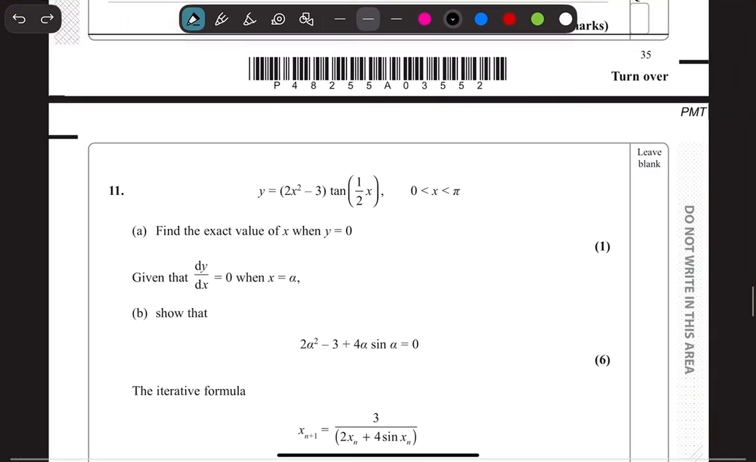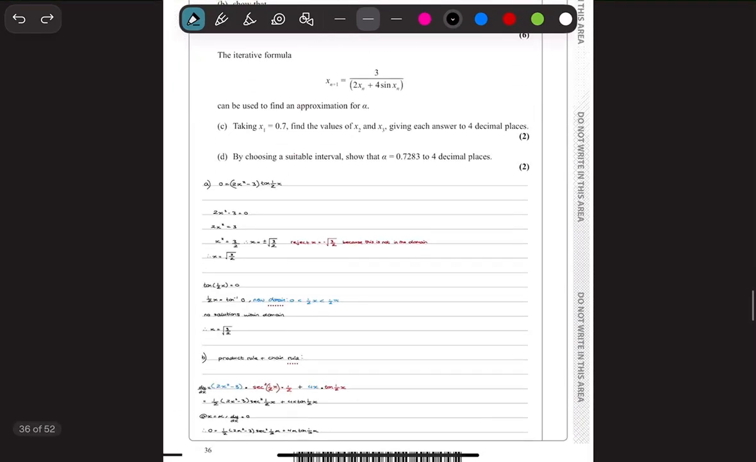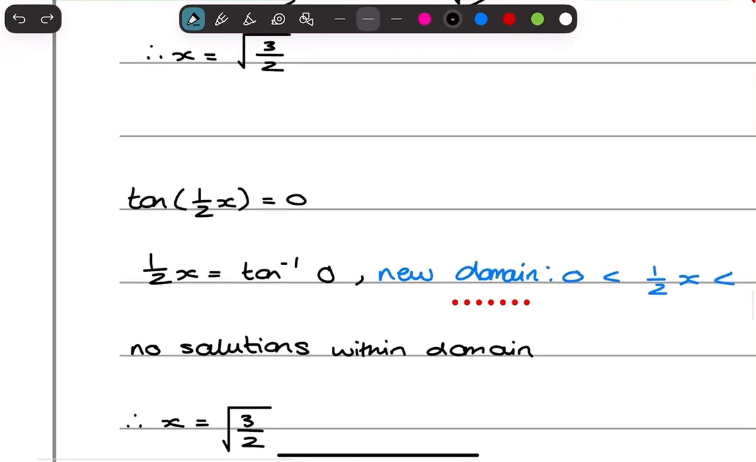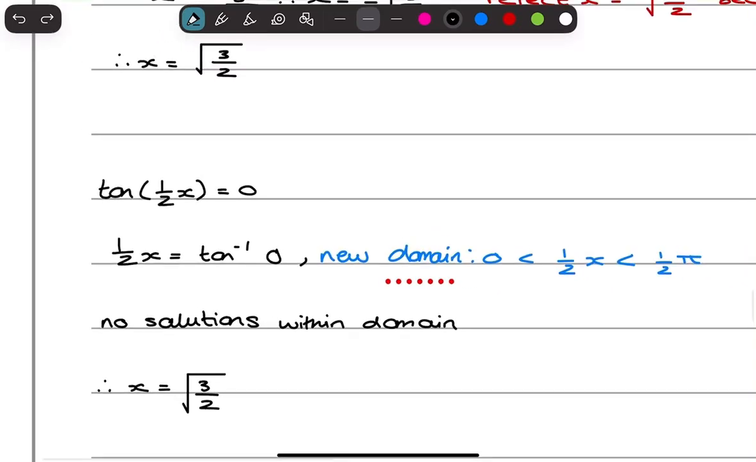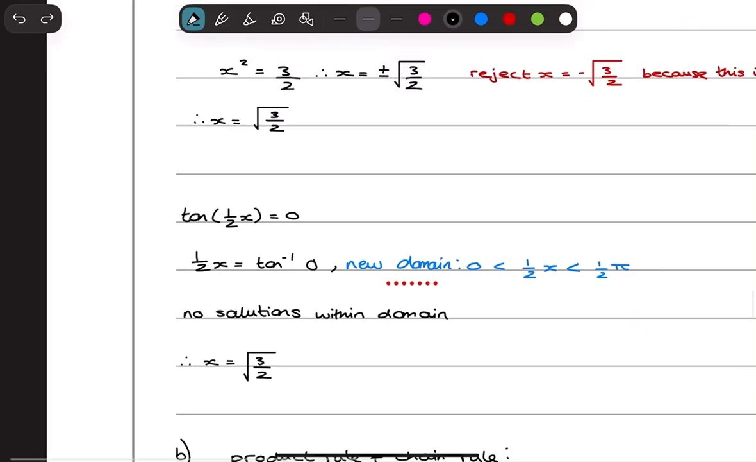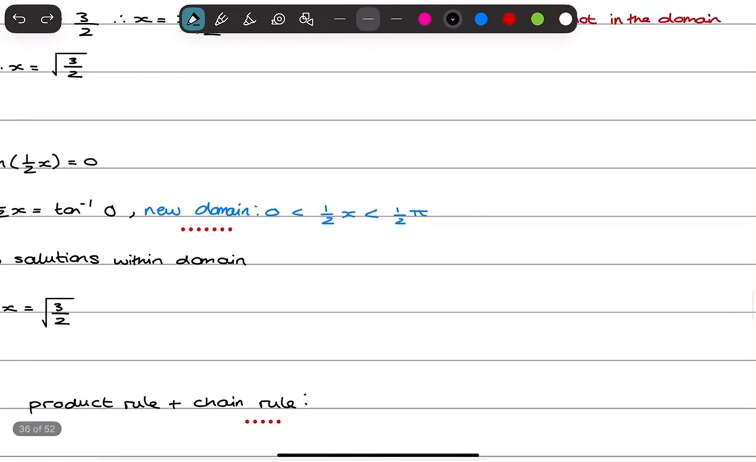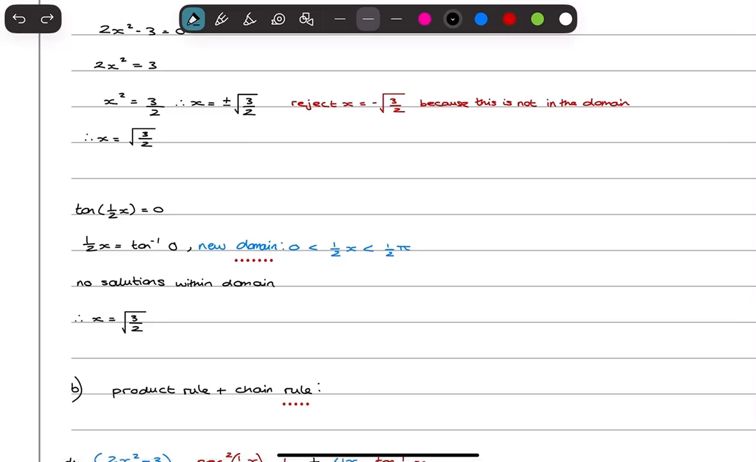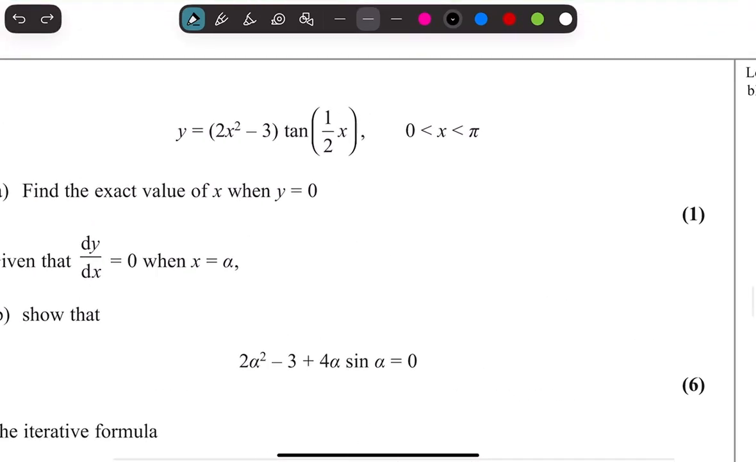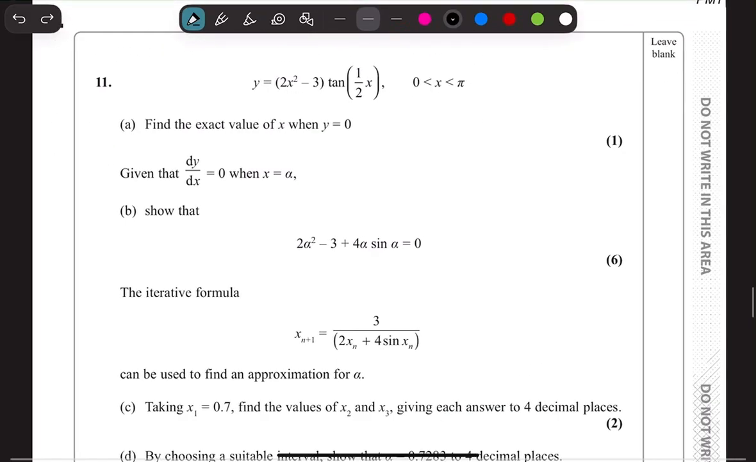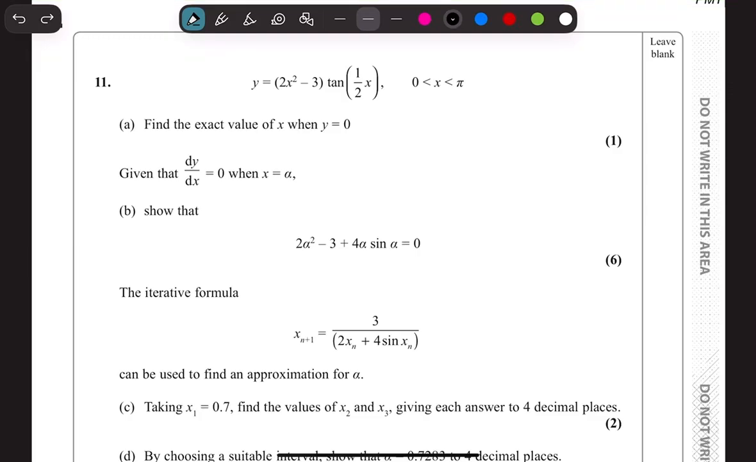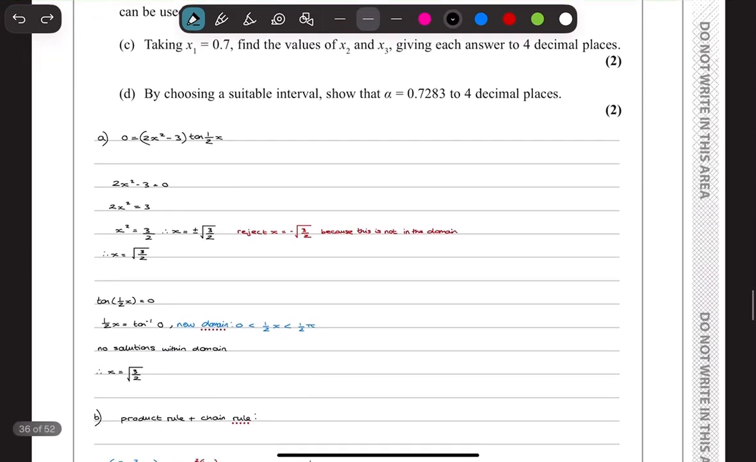But it's good to check the tan of a half x as well, just in case. So again, we set tan of a half x equal to 0. We solve that by doing arctan of 0, which is obviously just 0. Then that is equal to a half x, and because it's a half x, we now need to adjust our domain. Our domain before was 0 to pi, but now because it's a half x, the domain would switch from 0 to a half pi.